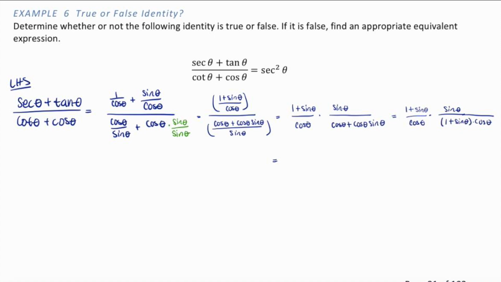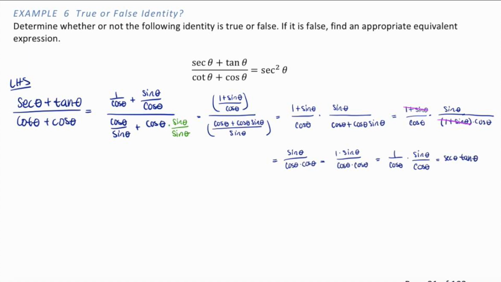my denominator. Anything divided by itself is just 1. So we end up with sine theta over cosine theta times cosine theta, which can be rewritten as 1 times sine theta over cosine theta times sine theta, cosine theta, which is 1 over cosine theta times sine theta over cosine theta, or secant theta tangent theta.